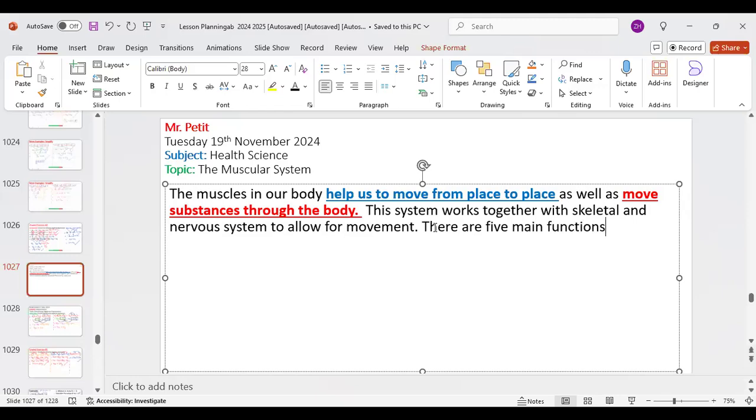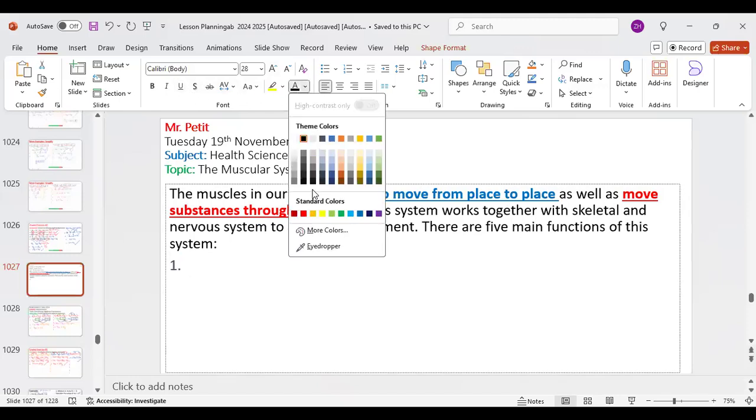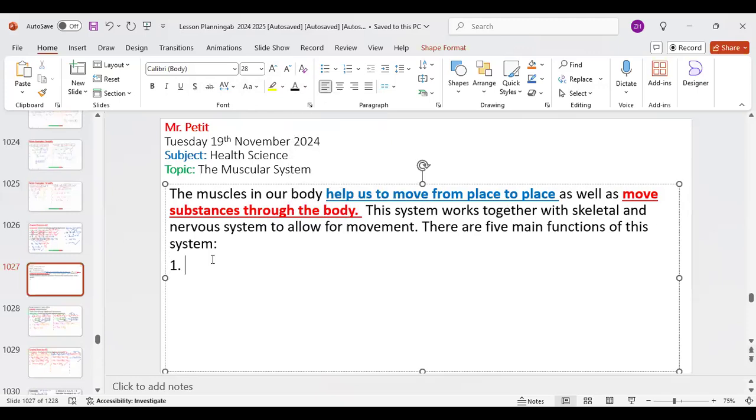There are five main functions of this system. Number one, what is that organ that beats and never stops? The heart. What is the heart? The heart is a muscle. So the heart helps. It beats and never stops, not until people are dead. We're talking about living organisms, so while they're living, it doesn't stop. Helps the heart to beat.